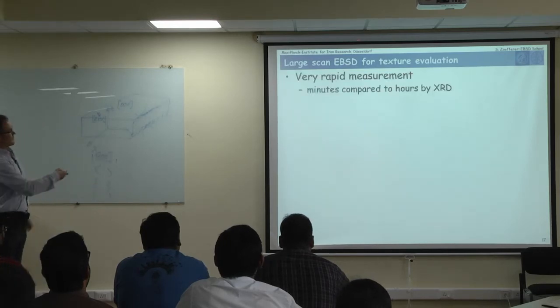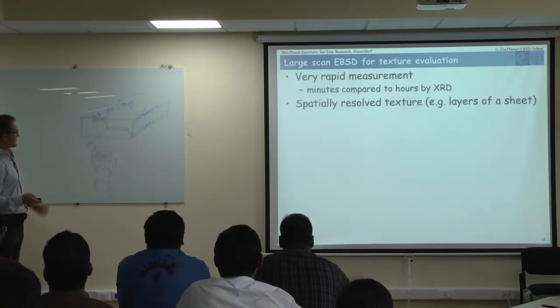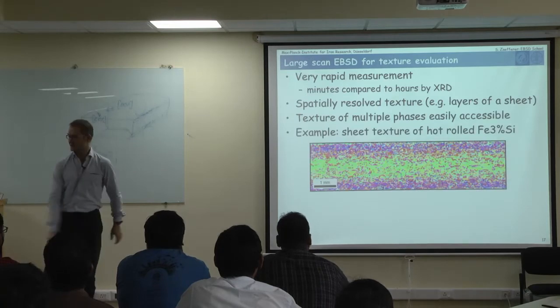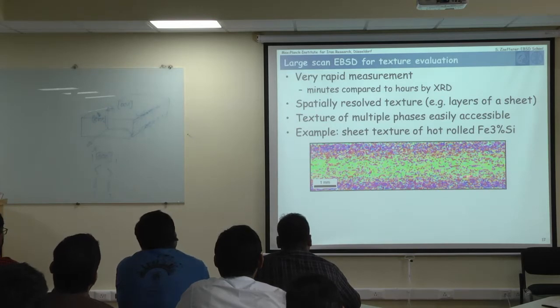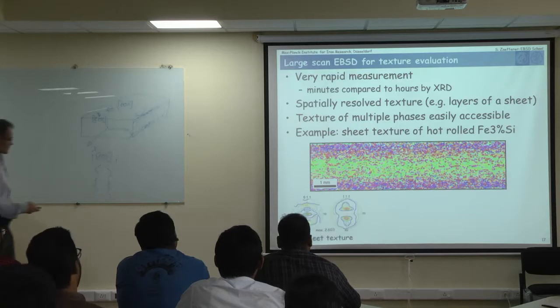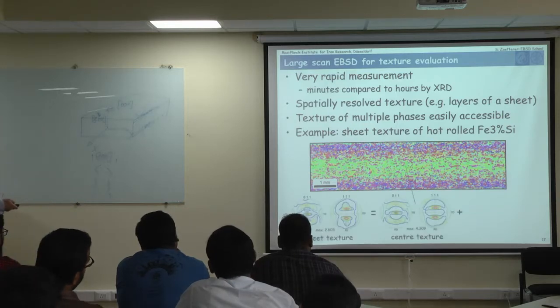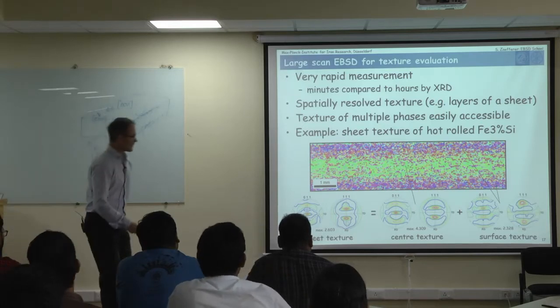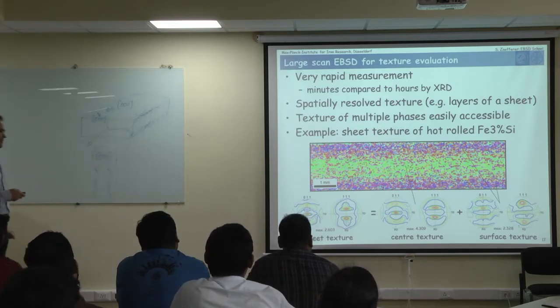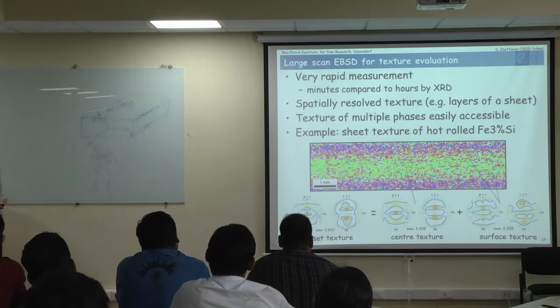So this is EBSD for texture evaluation, just what we did, and I showed you this example here already. Exactly that's what I meant. So we have a texture component down here, a texture here, and a texture here. And we had these typical texture components here. And now I was going to analyze the surface textures in a little bit more detail.